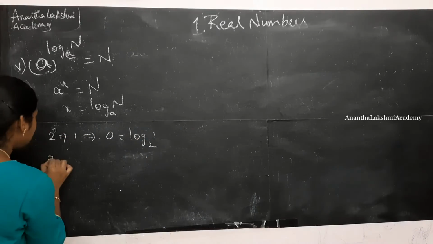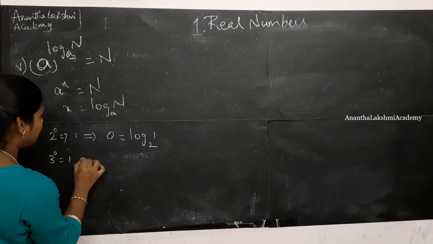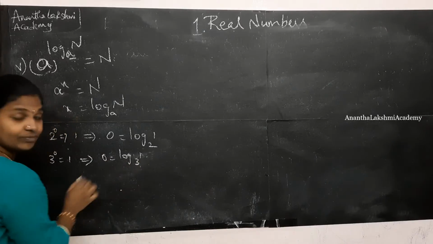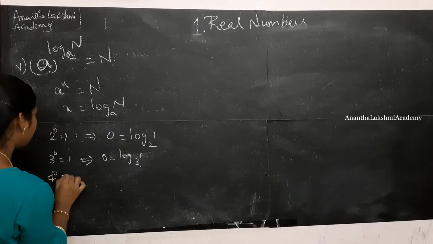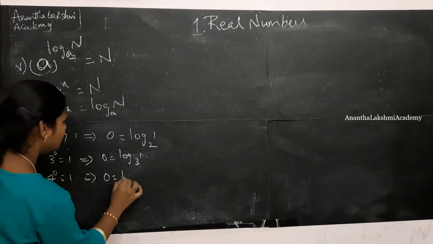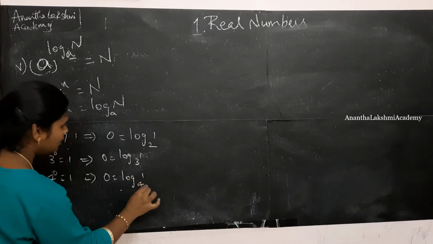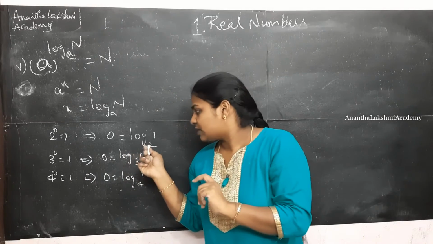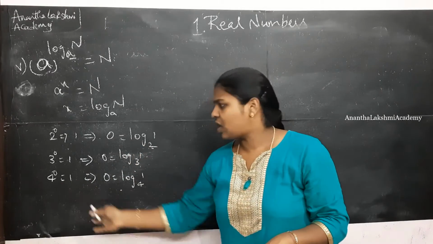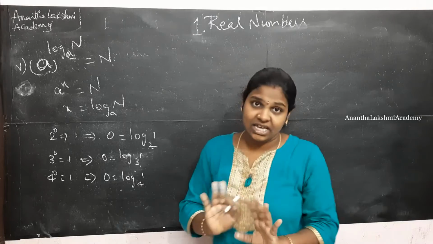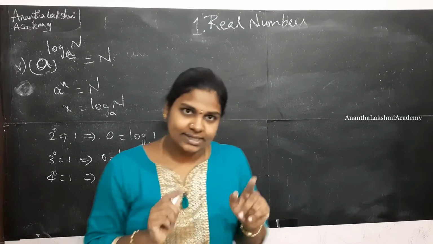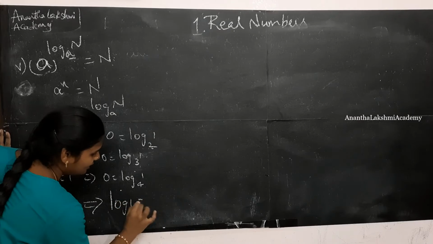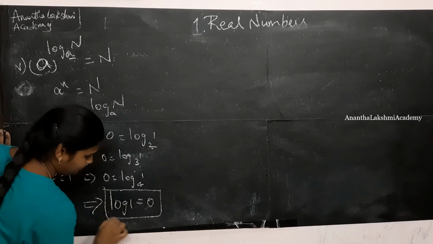Now 3 power 0, let me try it as 1. What does that imply? 0 is equal to log 1 to the base 3. Now 4 power 0 is equal to 1. What does that imply? 0 is equal to log 1 to the base 4. So what is this indicating? Log 1 to any base, 2, 3, 4, if I go on, is nothing but 0. So that gives a generalized statement: log 1 is equal to 0.